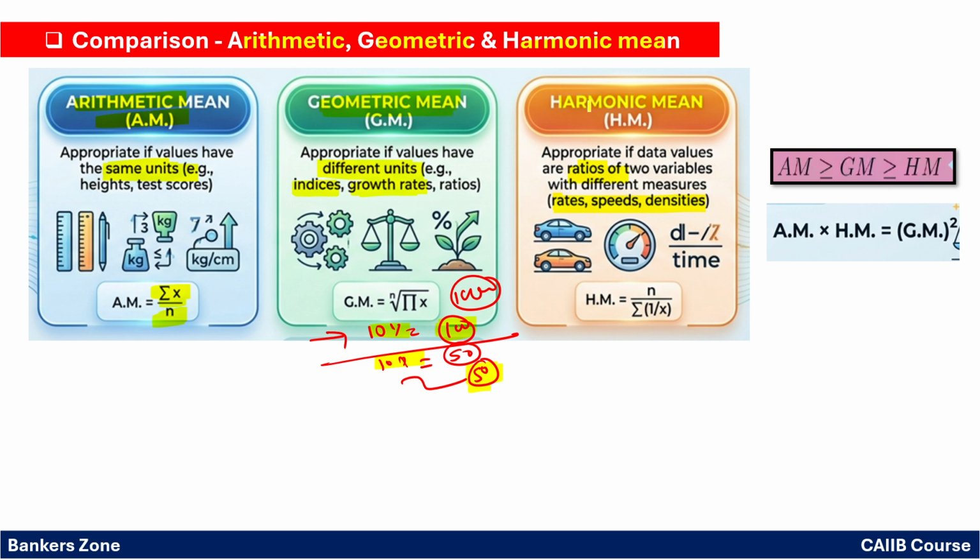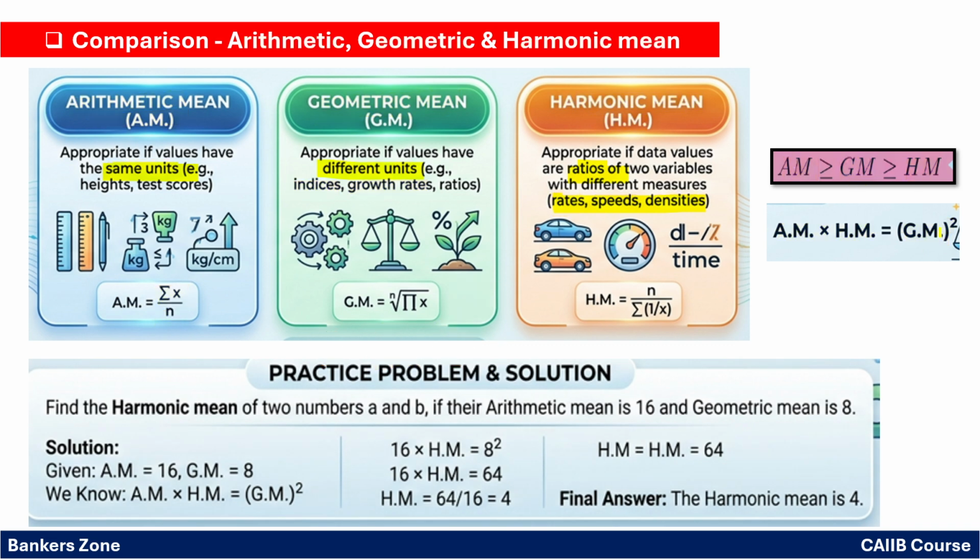The harmonic mean is used mainly when there is a ratio of two quantities. For example, speed is the ratio of distance and time, density, or even a rate like the amount of money given for working per hour. In these cases you have to use the harmonic mean. So note the relation: arithmetic mean is always greater than or equal to geometric mean, which is greater than or equal to harmonic mean, and AM into HM is nothing but the GM square. Remember that.